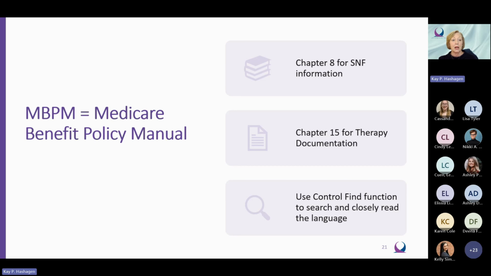The Medicare Benefit Policy Manual, chapter 8, gives you the SNF information. Chapter 15, therapy documentation. Make sure you use the Control Find function to search and closely read the language. There is a lot of opportunity for interpretation in gray area.